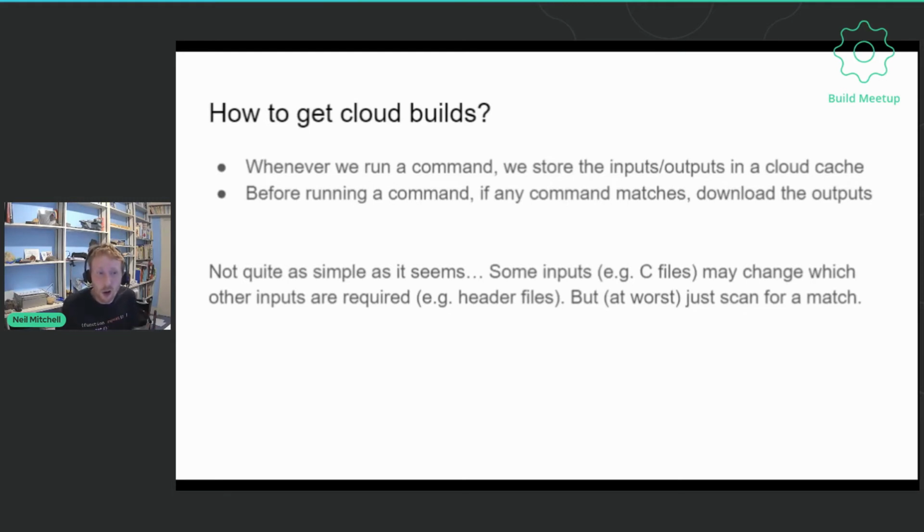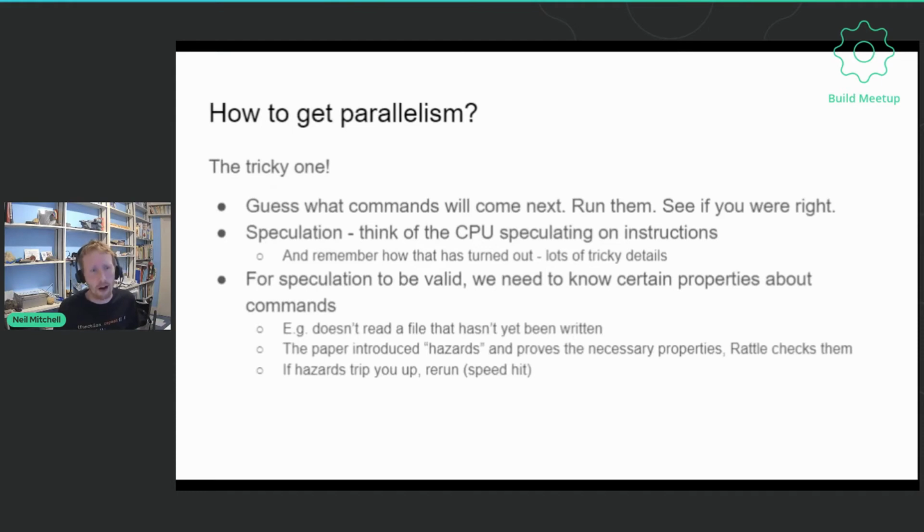This isn't quite as simple as it seems. It isn't the Bazel model, the remote execution model, where you just look up the command and its hashes by SHA and find the outputs, because depending on the commands, there might be multiple different sets of inputs that match. But in the worst case, you can just scan for a match. So we've got cloud builds. That bit was easy. How do we get parallelism?